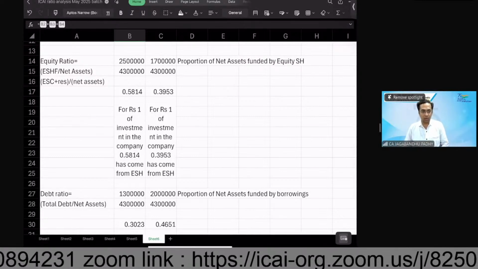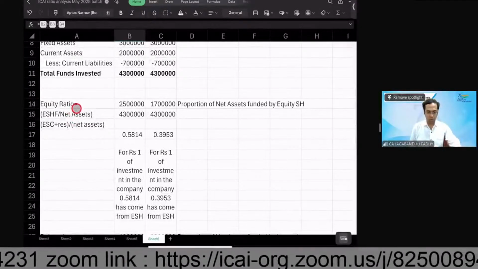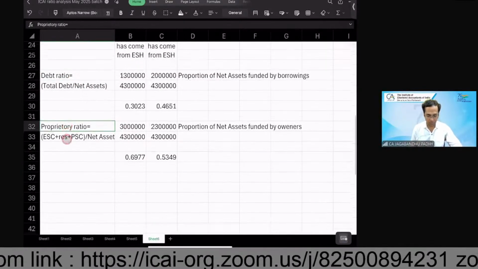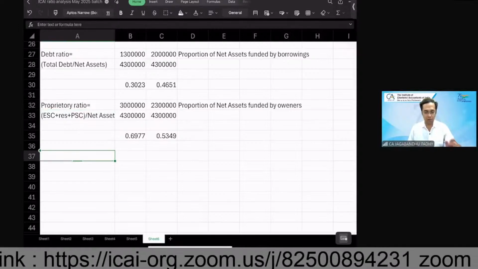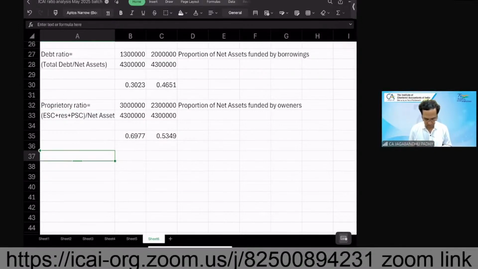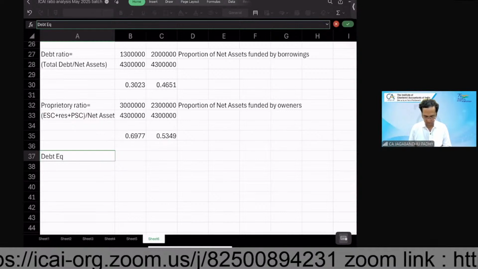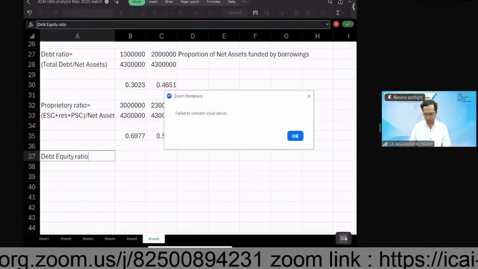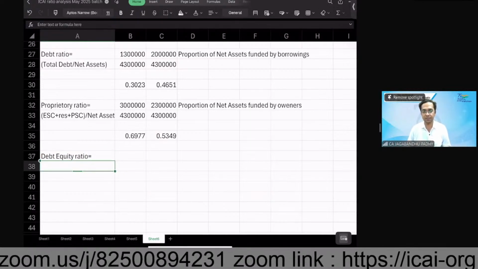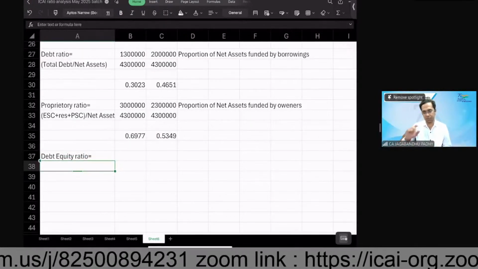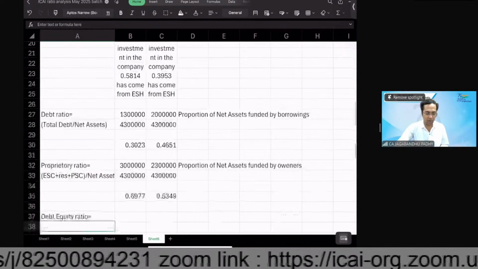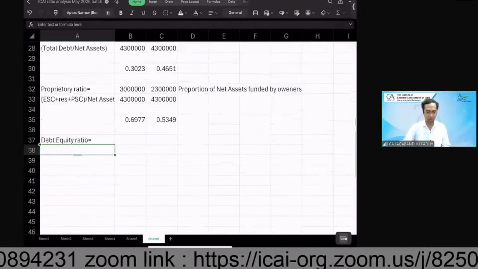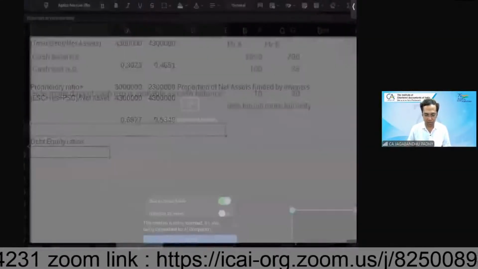Okay, anyways. So we have this equity ratio, debt ratio, and proprietary ratio covered over here. Apart from this, we have another ratio to look at called debt equity. Now this is quite intuitive and easy, because as the name says, for equity ratio we had equity upon net assets. For debt ratio, we have the proportion of debt, which is total debt upon net assets. As the name says, debt equity ratio.